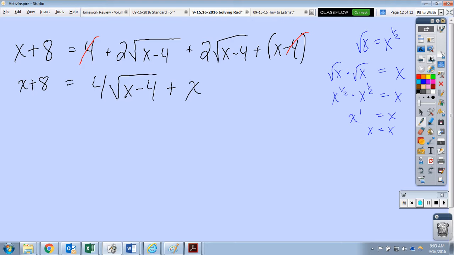Why did what become x? The 4 and the x minus 4. You have to combine like terms. Well, the 4's go away to nothing, so the x is still there. You can drop the parentheses if you want. It doesn't affect anything because it's just connected by addition.